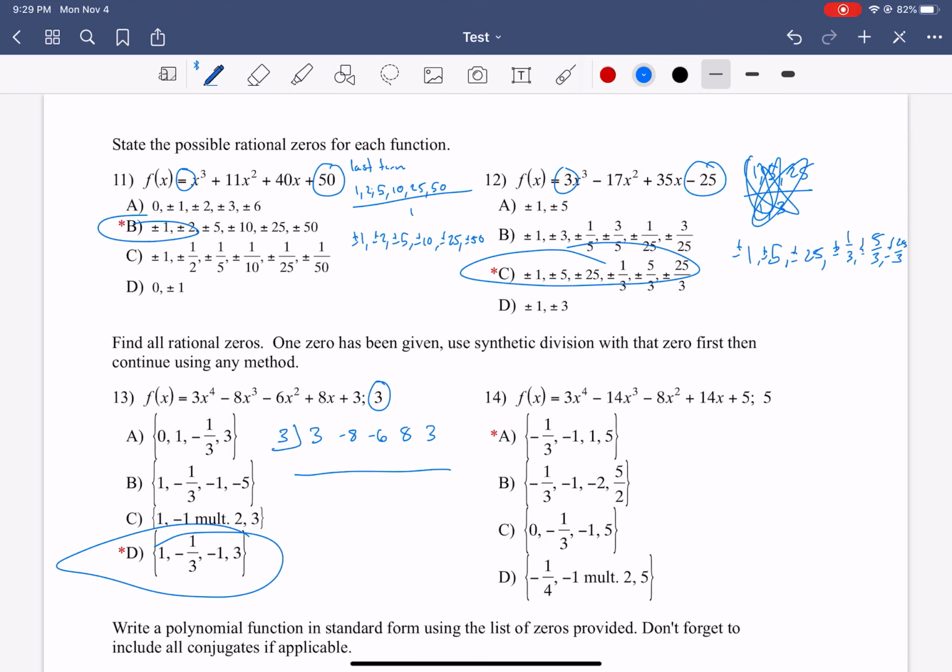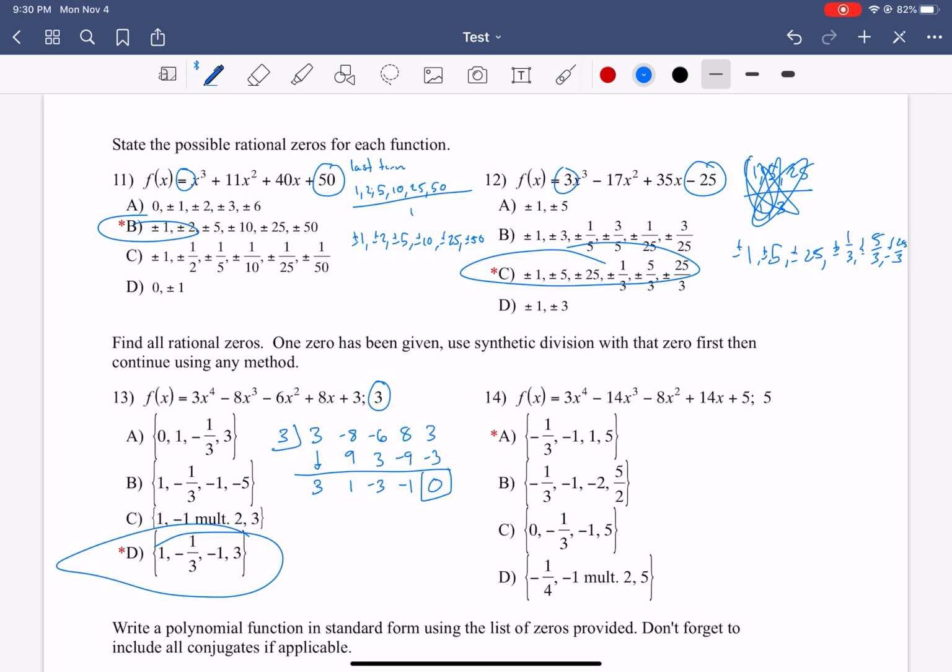Okay, so we said 3 is a 0. So then we put it up there. Oh, we don't carry down the 1. We carry down the number. Right. So 3 times 3 is 9. Add those together, we get positive 1. 1 times 3 is 3, so we get negative 3. Negative 3 times 3 is negative 9. Add those up, we get negative 1. Negative 1 times 3 is negative 3, so we get 0.